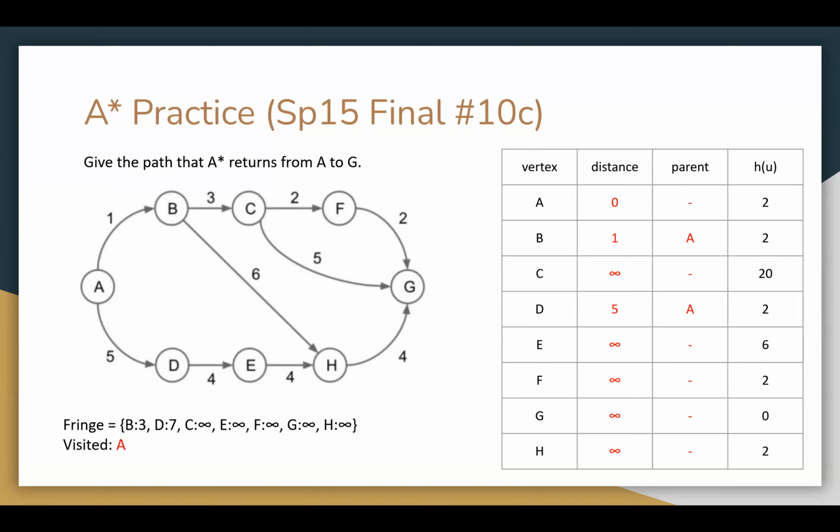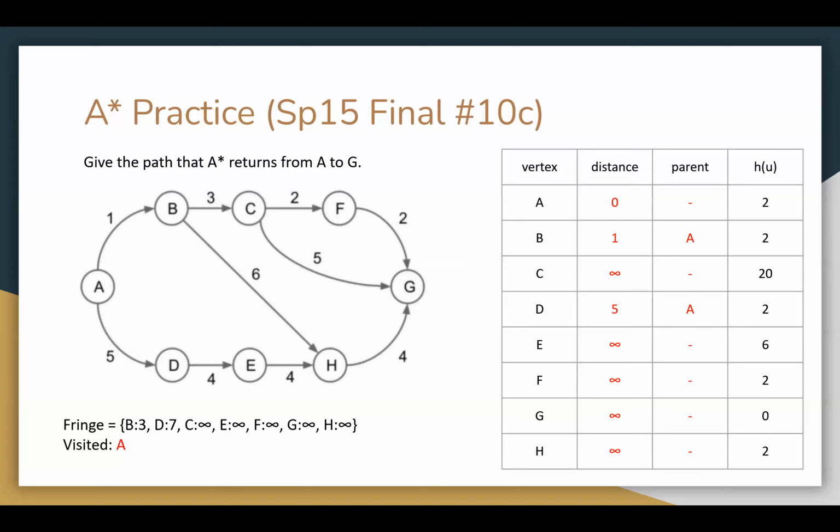And now we look at the neighbors of A. We see that A has an edge going to B with weight 1 and an edge going to D with a weight of 5. So we update these values and put them into the fringe. And note that the value of B is 3 in the fringe because the heuristic value at B is 2. So 1 plus 2 is 3. And similar applies for vertex D.